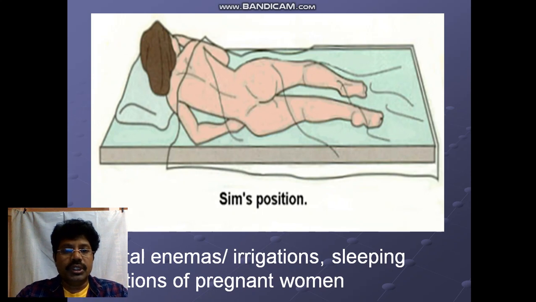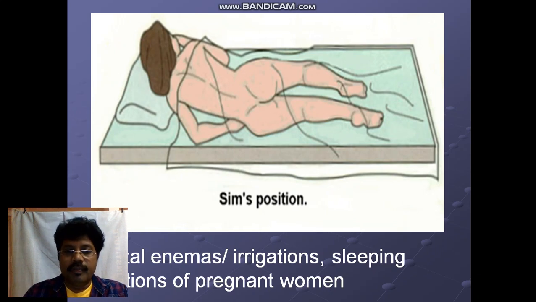This is actually the Sims position. Do you understand this? This is called the Sims position. In this Sims position, the patient is lying in the left lateral, and the left leg is slightly straight and the right leg is slightly flexed. The left arm is just behind the thorax, and the right arm is flexed near the face. Only one pillow is given for the head. This is the position for rectal enema and irrigations, and it is a better position for a pregnant woman to sleep. So this is called the Sims position.